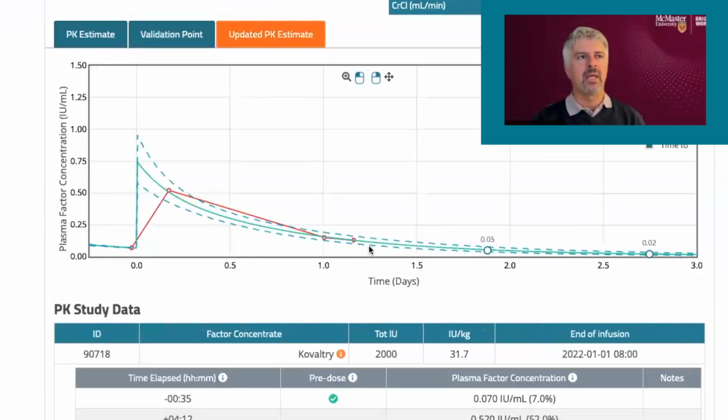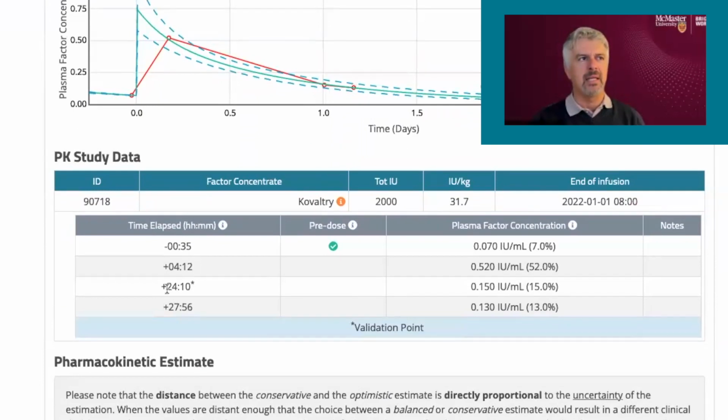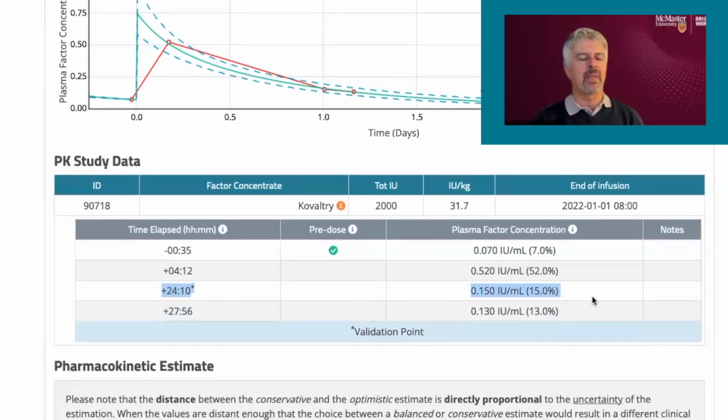I can click on it, and I will see the two points here. So the 24 that I've added now, and the 28 that was there from the original PK. The original PK had 28. Now the validation point you see is indicated here with an asterisk, was added, and is now part of the PK.